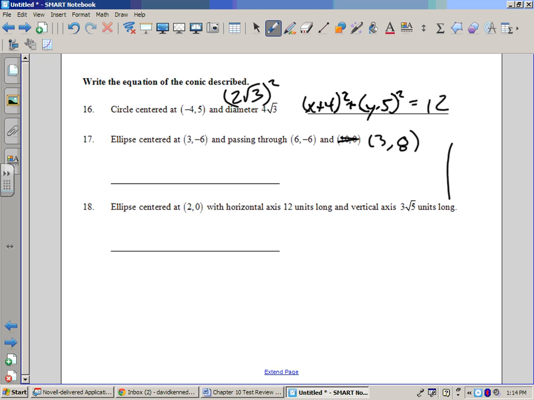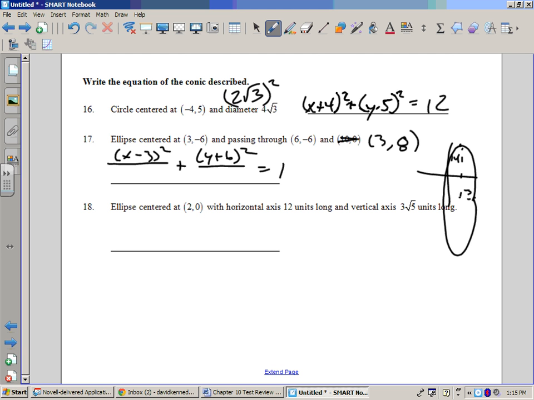Remember, I'm going to be at 3, negative 6, and if I'm going through 6, negative 6, I've gone 3 out in the x direction. And if I look at the point 3, 8, I'm going 14 in the y direction. That's how far I am going away on this ellipse. And so I can write, I know it's going to be x minus 3 squared over something squared, because it's an ellipse, it's plus, y plus 6 squared over something squared is equal to 1. Well, if I went left and right 3, that's going to be 3 squared is 9. If I go up and down 14, that's going to be 14 squared, 196. And that would be my solution.